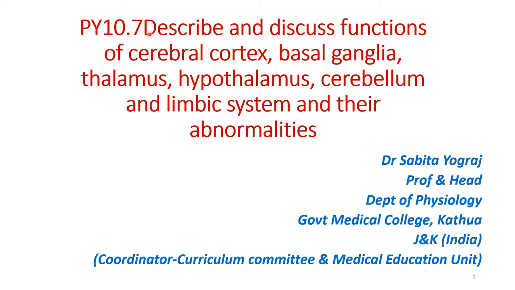The competency is 10.7. It says to describe and discuss the functions of the cerebral cortex, basal ganglia, thalamus, hypothalamus, cerebellum, and limbic system, and their abnormalities. All the competencies are being grouped into a single competency. Otherwise, we would be discussing them one by one. The sensory cortex we have already previously discussed. Today I'll be taking up the thalamus. The rest of the components of this competency will be taken up one by one. So, let's start with this.